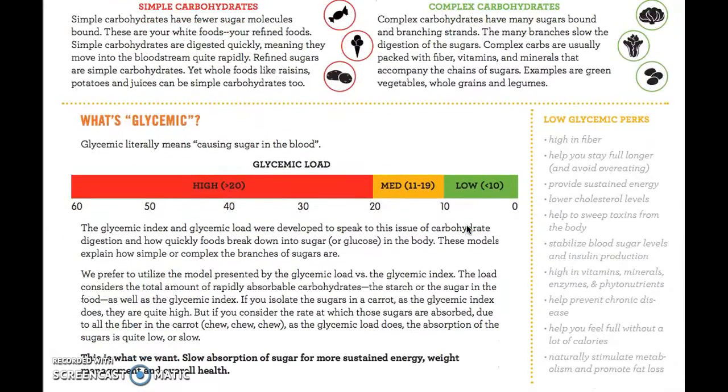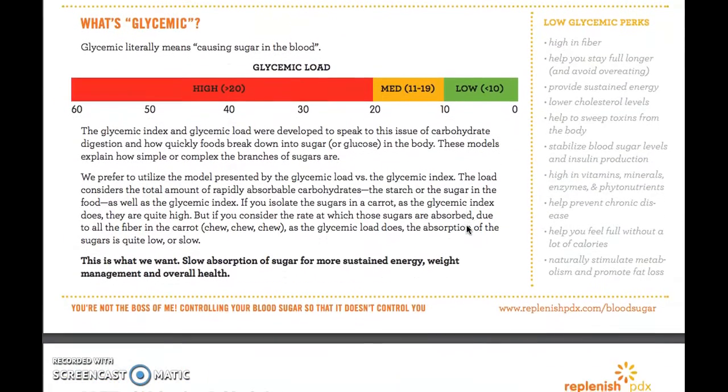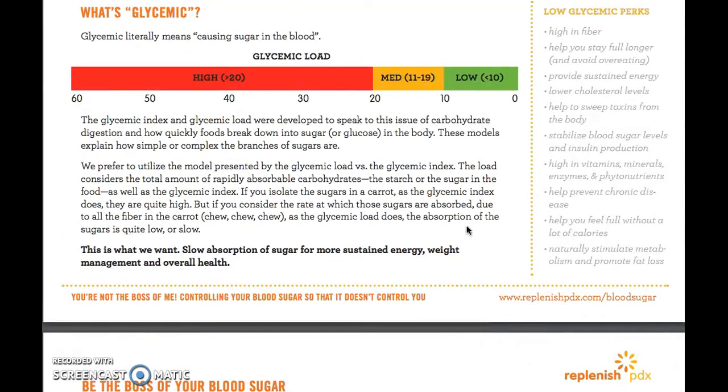So what is glycemic? What does that really mean? Well, it means that it causes sugar in the blood. And you can see here that low glycemic would have a load of less than 10, and then high glycemic is a load of over 20. And there's a rating system that has been developed where you can take a look at which foods have a low or high glycemic load. And that just basically means the impact it has on your blood sugar level.